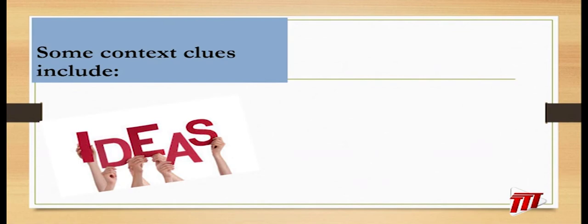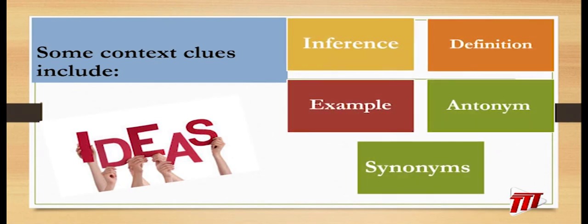So what does the I in IDEAS mean? The I stands for inference clues. The D stands for definition clues. The E stands for example clues, the A for antonym clues, and the S for synonym clues. So today we are going to look at 5 different types of context clues: inference clues, definition clues, example clues, antonym clues, and synonym clues.